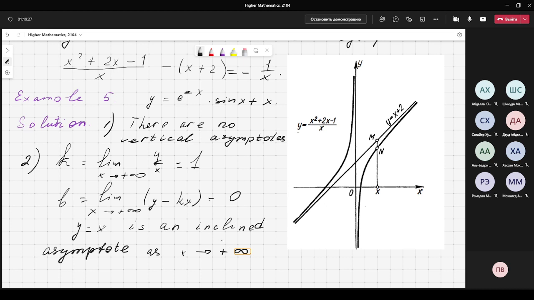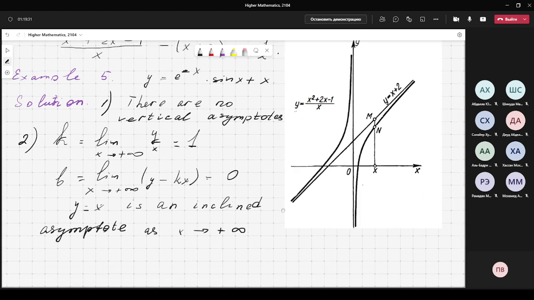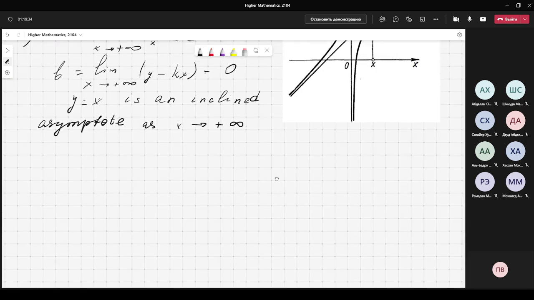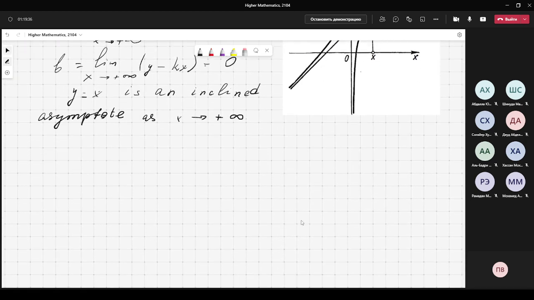The given curve has no asymptote as x approaches minus infinity. Indeed, the limit of y over x as x approaches minus infinity does not exist.